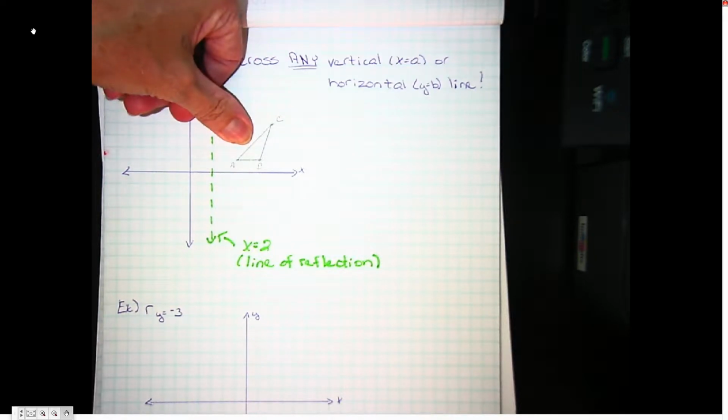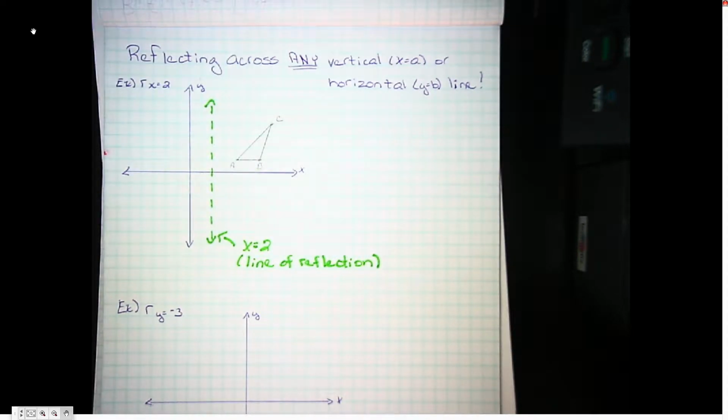I put a triangle up here, and we're going to take that triangle and reflect it over. There's no steadfast rule like the other ones to do this. Instead, what you really need to do is think about distance.